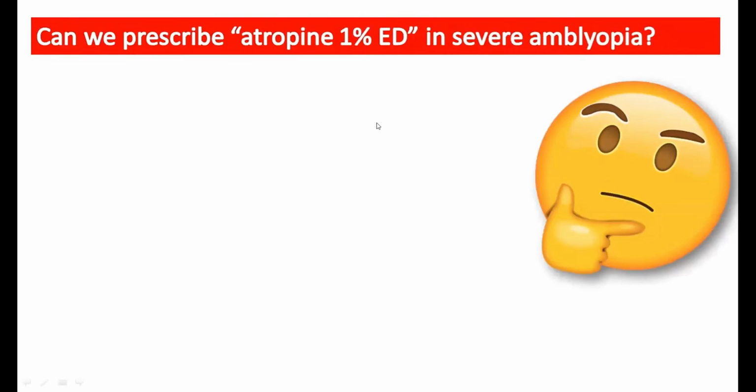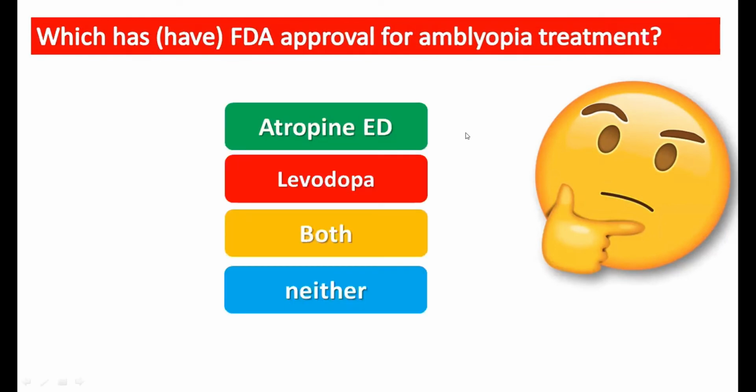So again, traditionally or previously, they prescribed atropine eye drops only for moderate amblyopia, but currently you may try it in severe amblyopia as well. Again, nothing has FDA approval for amblyopia treatment. They are unapproved drugs, atropine or levodopa. We will mention levodopa in a moment. So atropine and levodopa are used for amblyopia treatment, but they don't have FDA approval for amblyopia treatment. So we call it off-label use.